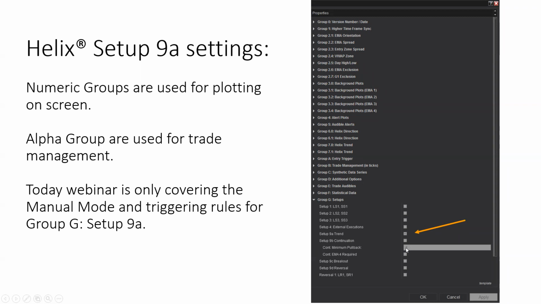They're like the minimum pullback required, and whether you want the group 4 EMA included or not. It's obviously better to have it, so this will probably be defaulted to on or enabled, but it's not technically necessary. If a setup occurs and it's ready to go, it'll take it. But if you require that, it'll just take fewer of them. Those are specific to the continuation trade. We're not talking about that today. C will be the breakout, and then the reversal there too, which I like. But anyway, we're starting with the trend, and we're going to be talking about the 9A only today.